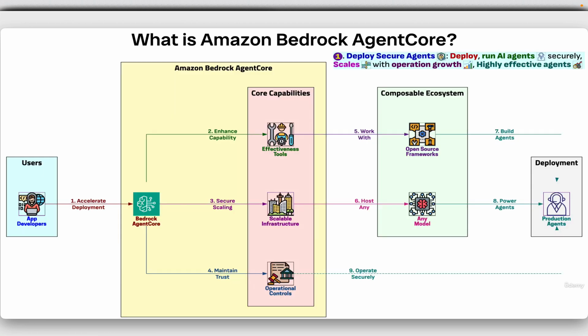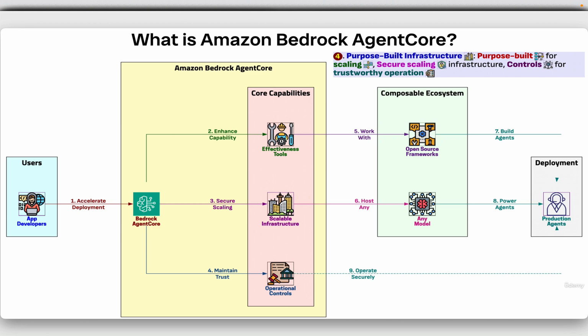Amazon Bedrock AgentCore allows you to deploy and run highly effective AI agents securely, no matter how large your operation grows. It helps developers move AI agents into production much faster, providing the scale, reliability, and security that are critical for real-world use. The service gives you specific tools and capabilities designed to make your agents smarter, more effective, and more capable.